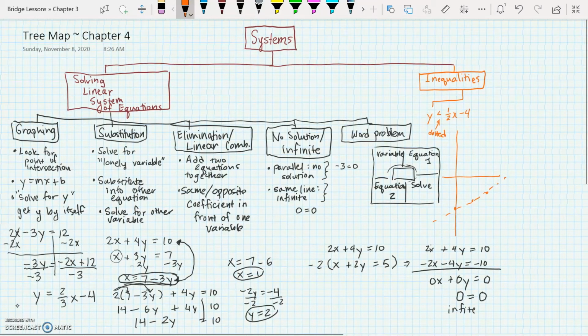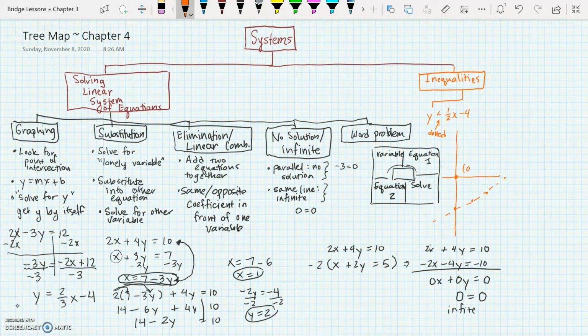And then I would do a test point. And I like to choose the test point 0, 0. If 0, 0 is true, then this whole side of the line would be true. And if 0, 0 is false, then that whole side of the line would be false, so I shade on the other side. So if I put 0, 0 into my equation, I get 0 is less than 1/2 times 0 minus 4. So I get 0 is less than -4, and that is false. So that means I am not going to shade on the side with 0, 0. I would shade on the other side of the line. So that's how inequalities work.